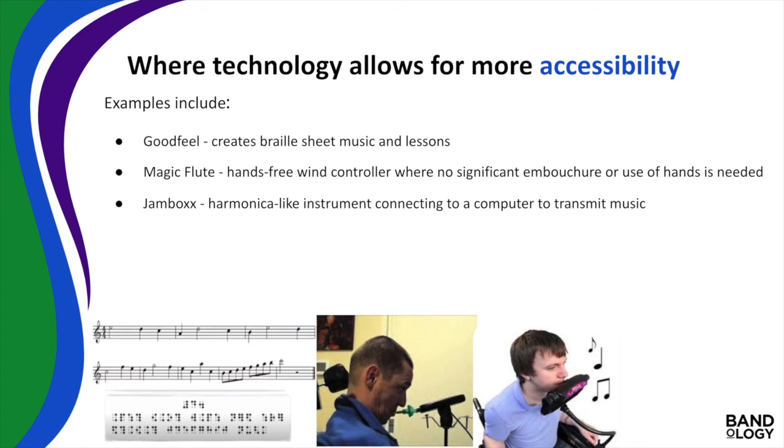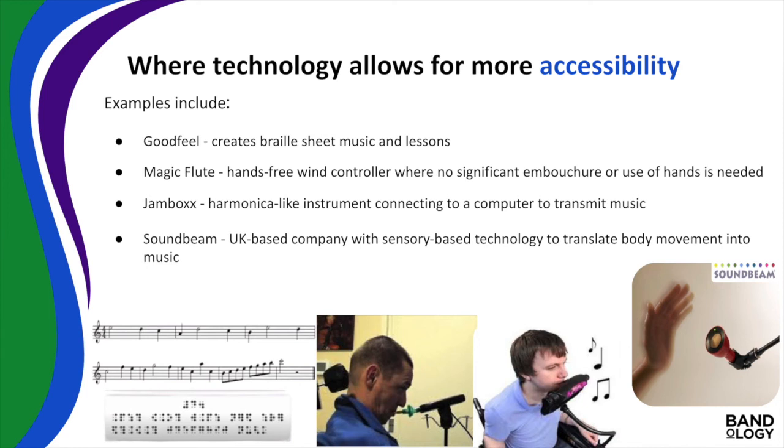Jambox is a harmonica-like instrument that connects to a computer to transmit music. Jambox allows the teacher to select the key and scale that the ensemble is playing in, and the student will be able to improvise, for example, with a jazz ensemble. Finally, Soundbeano is a device that uses sensor technology to translate subtle facial movements into sound and music.